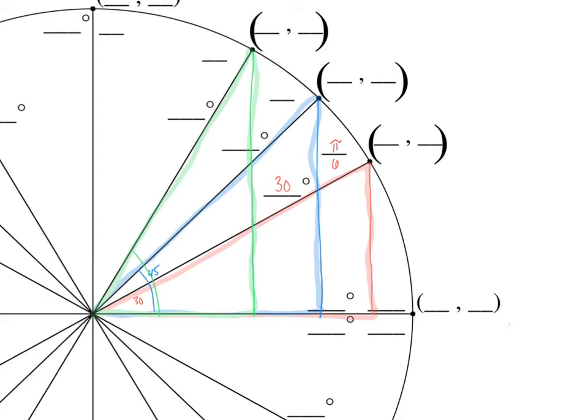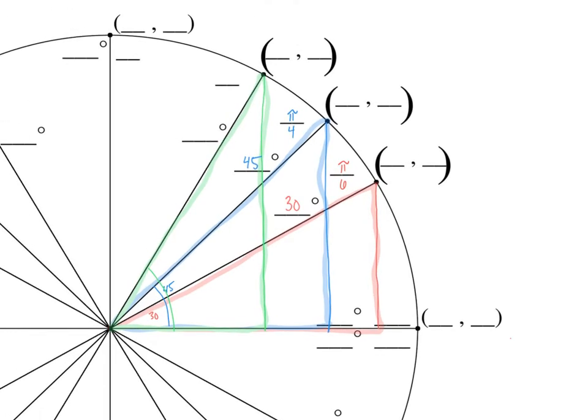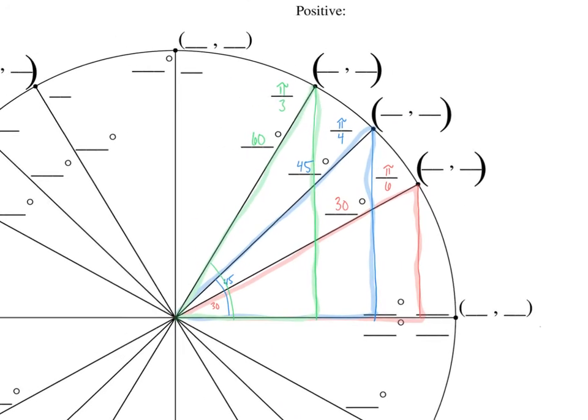Then we can go do the same thing over here with our 45, 45, 90 triangle. We can say that the reference angle is 45 degrees, which in radians is pi over 4. And moving on to the green triangle, that reference angle is 60 degrees, which leaves us with pi over 3 in radians. And we're going to go right around and just keep doing this.